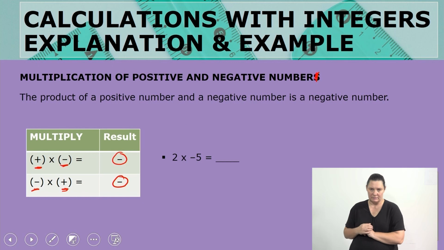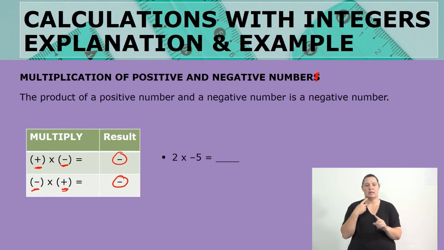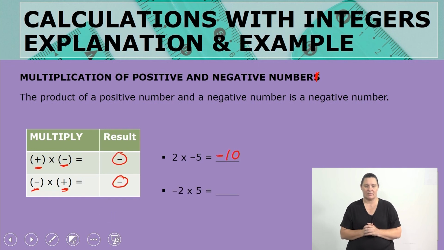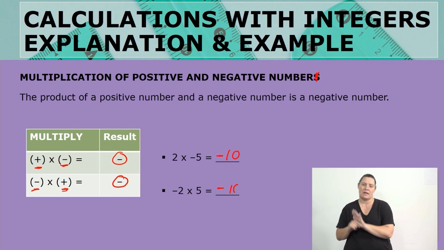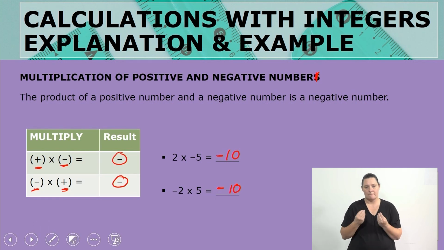Let's look at some examples here. So a positive 2 multiplied by a negative 5. I am multiplying a positive number with a negative number. This means that my answer is going to be negative. And then 2 multiplied by 5 is 10. So my answer is going to be a negative 10. The same goes for when I'm multiplying a negative number with a positive number. Negative and a positive multiplied together gives me a negative answer. 2 multiplied by 5 is 10. So that is what we get when we are multiplying a positive number and a negative number.